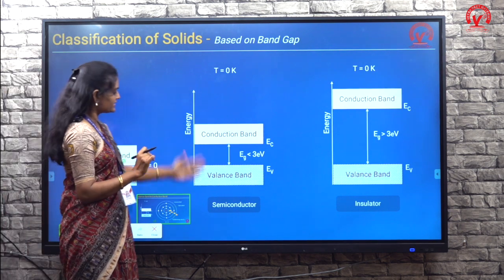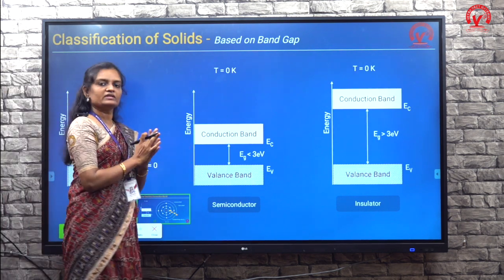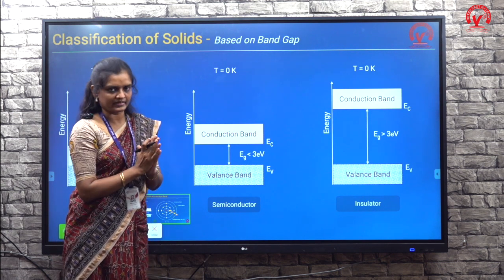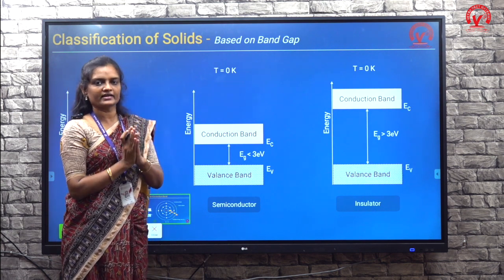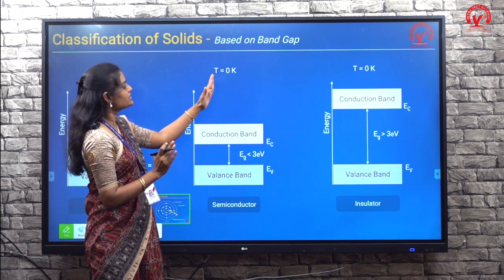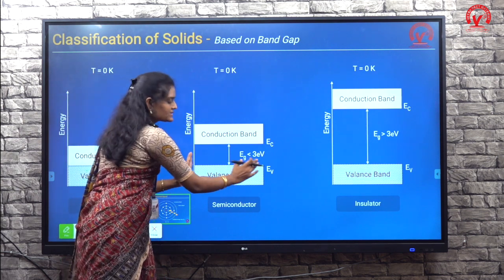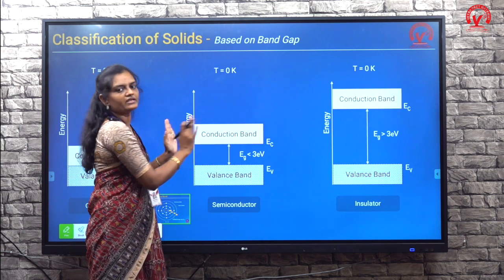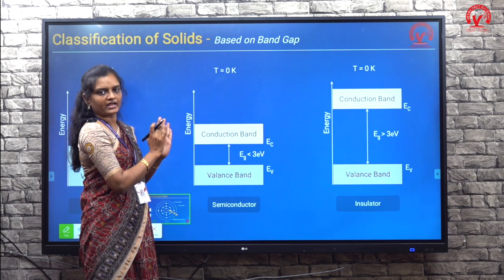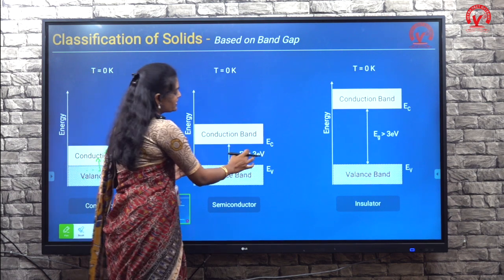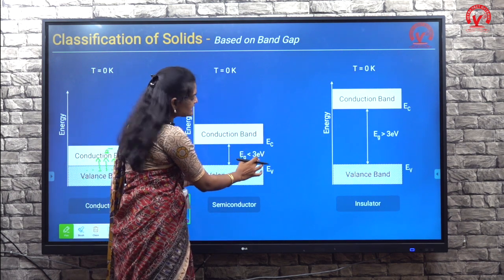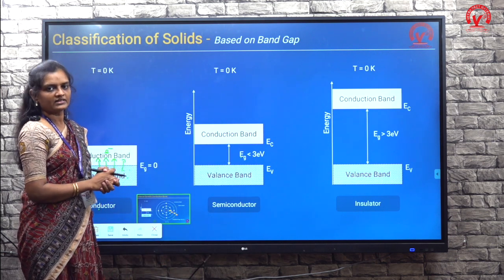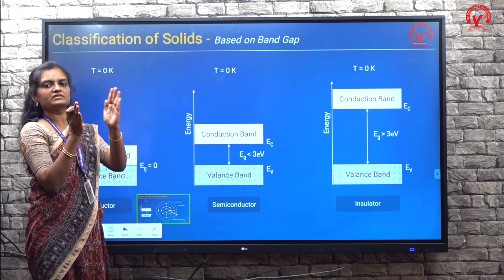Now moving on to the semiconductor. We know that a semiconductor partially conducts current. At T equal to 0 Kelvin, the valence band is completely filled by electrons and the conduction band is empty. Here the energy band gap is less than 3 electron volt. There is some energy band gap here.